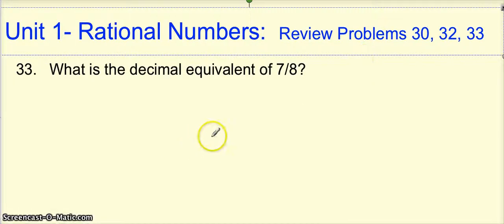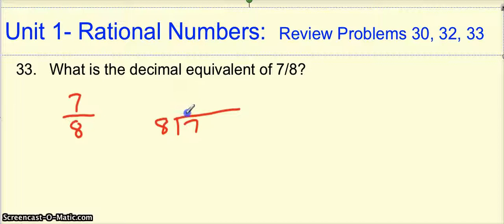Okay, let's take a look at our final problem. We have the decimal equivalent of 7/8. Now, I would like to do this problem using 3 different methods because 3 ways kind of jump out at me. The first way is to just use long division. So I know I have 7/8. I'm going to keep the 8 on the bottom. The 7 falls off the top.